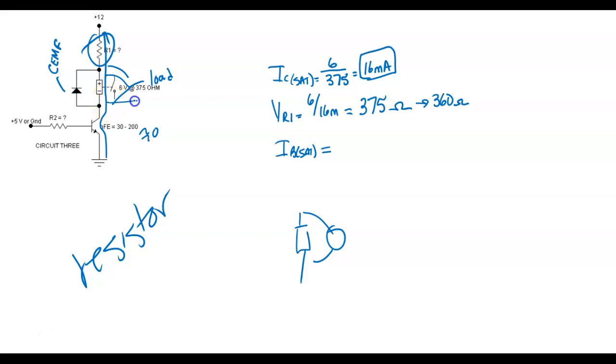So what we did is we used this guy to calculate the saturated current because this is the true load, but we knew we had to drop what? We had 12 up here. We knew we had to drop 6 volts right there, according to Kirchhoff's voltage law, right? So we're setting up a voltage divider, guys. So how do I calculate IB sat? Well, I'm going to take this 16 milliamps and divide it by minimum beta. And what do we get for that?